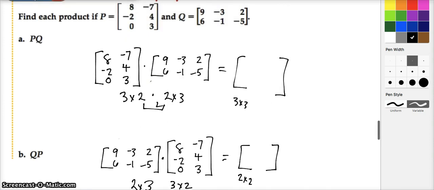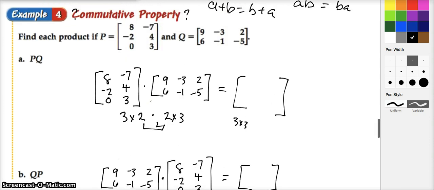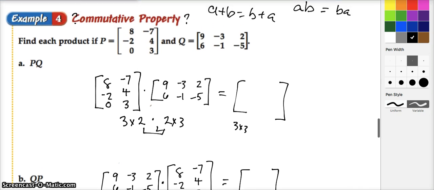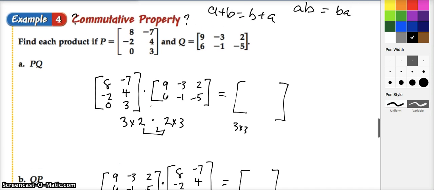And clearly, this already tells us that the commutative property for multiplying matrices does not hold true. But let's multiply them anyway. Again, I start off with my helpful arrows letting me know what to do. 8 times 9 is 72. Negative 7 times 6 is a negative 42, which is going to add up to give me a positive 30. And I'm going to do that straight across. And after multiplying and adding through, I got 30, 17, and 51.